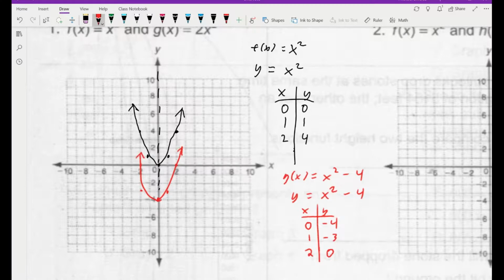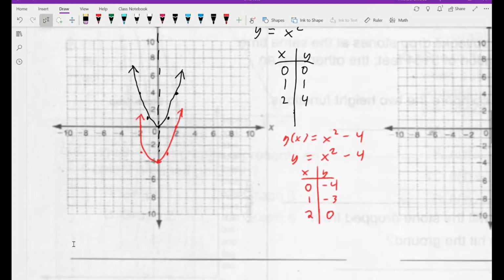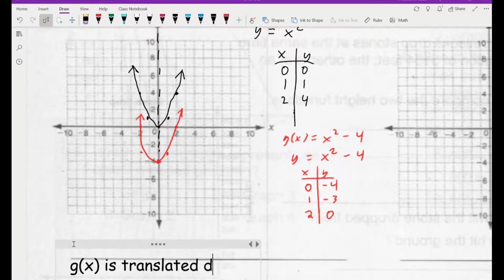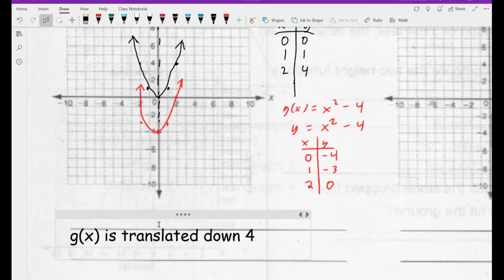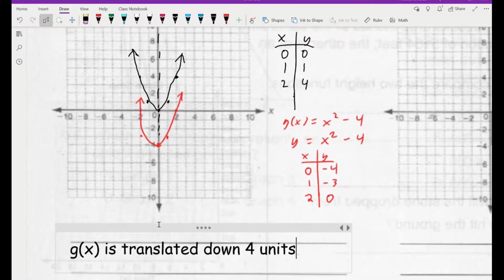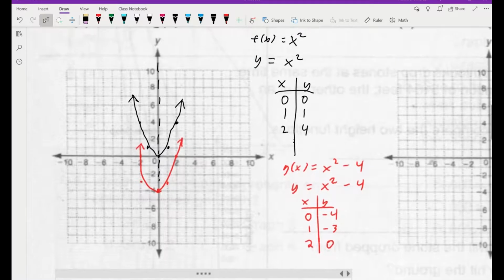So we have the two graphs, and the difference is one graph, I would say the g of x graph, is translated down. That's the proper term as we use the word translation. Is translated down 4 units. It's 4 units below 0, 0, the original point of the vertex.